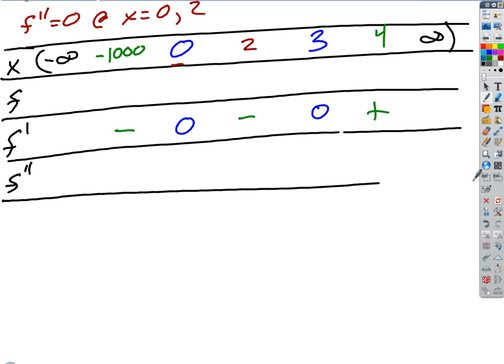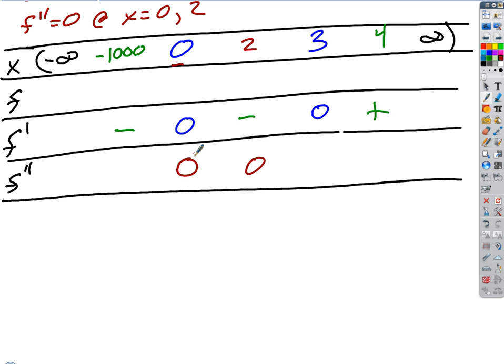We'll add some information on that row. Here we had a 0 and a 0, right? The fact that I have stacked up zeros in the F prime and the F double prime rows is telling us that this is a double critical number, right? We'll go back and analyze all this in a little bit.